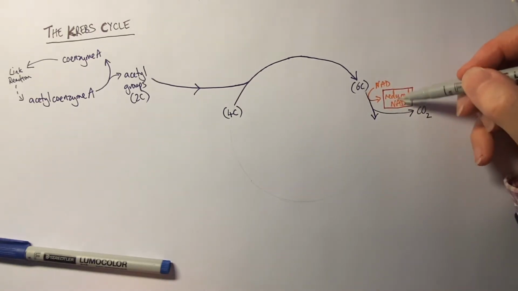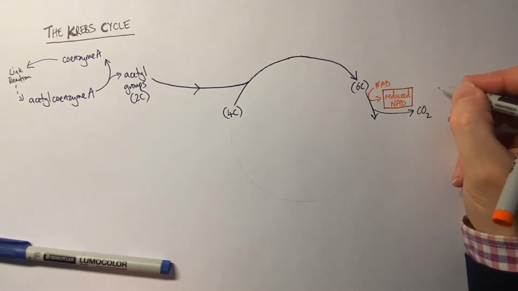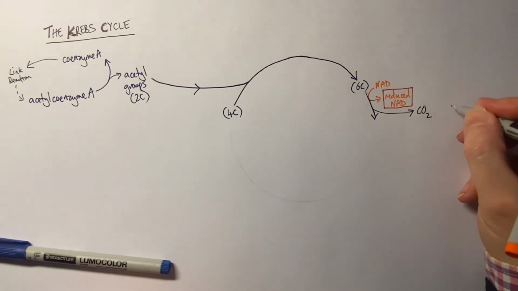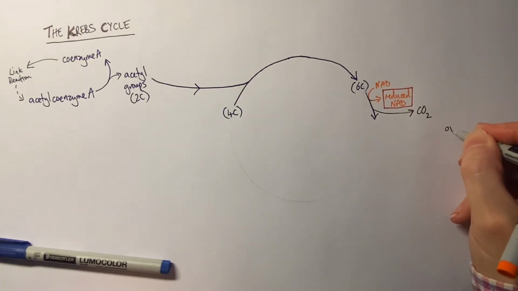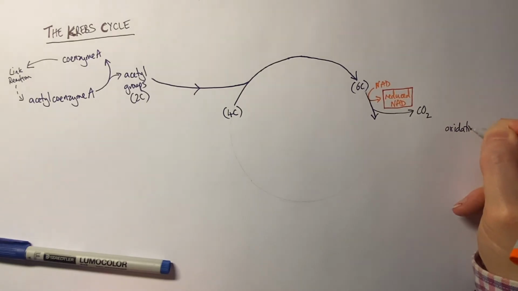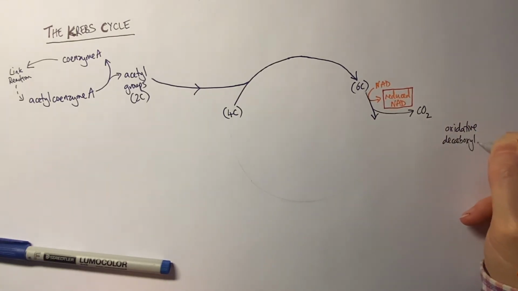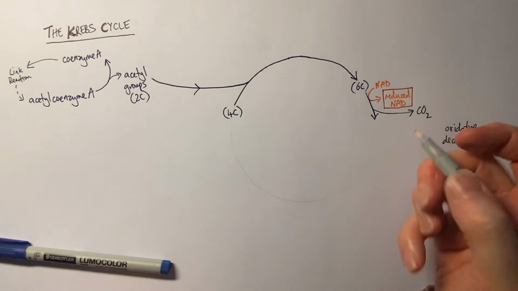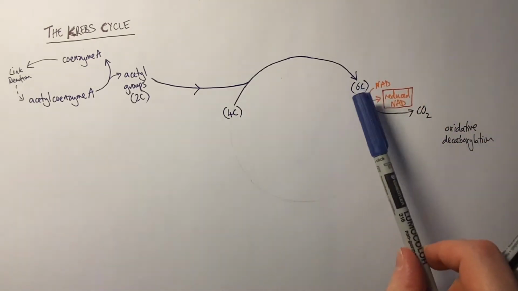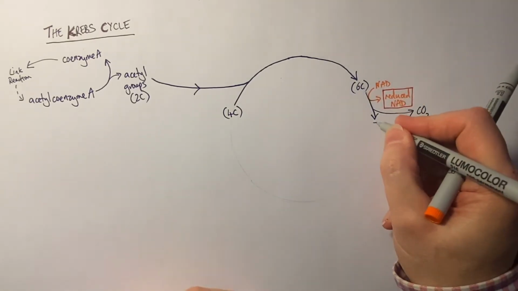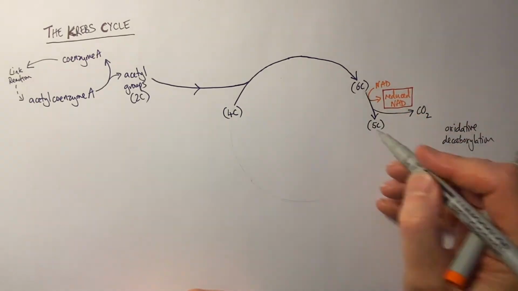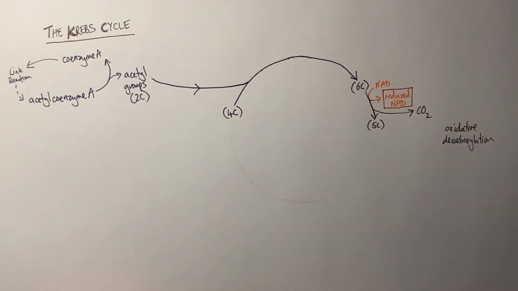This is exactly the same as the link reaction. It is an oxidative decarboxylation. Exactly the same process as in the link reaction. And of course what we get formed therefore is a 5-carbon compound because we've lost a carbon from there.